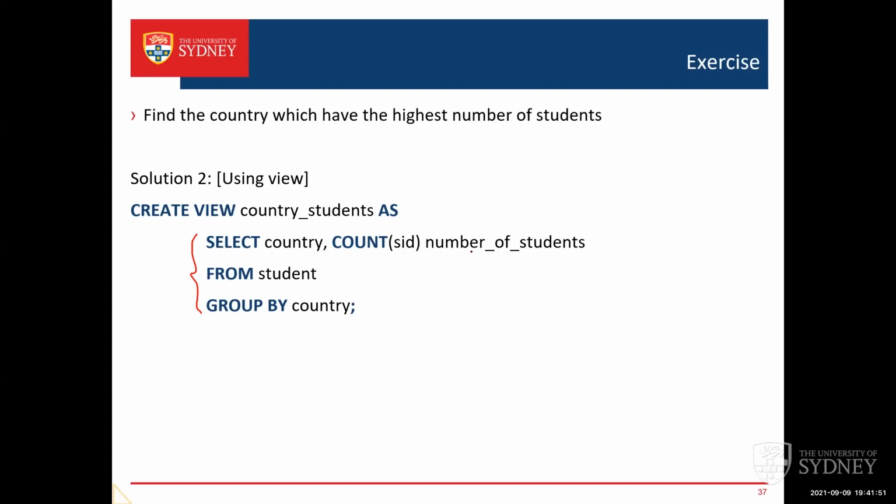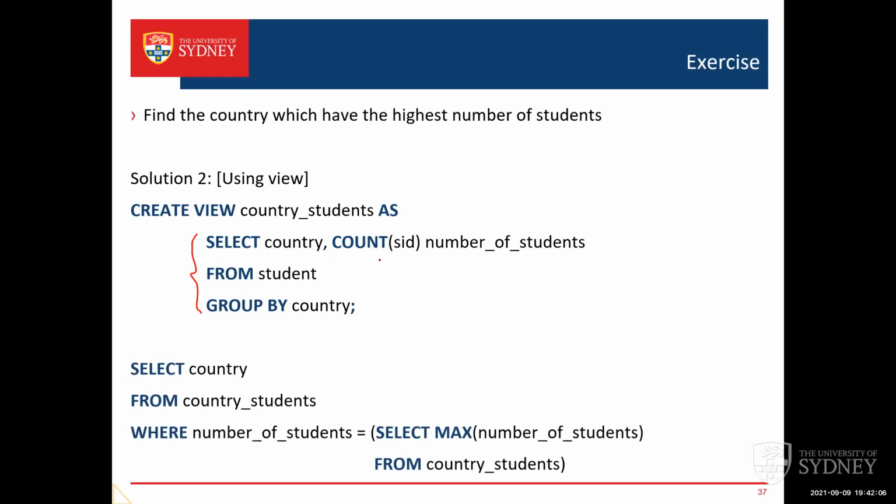If you don't want to change, that's fine as well. Count SID, number of students from student group by country. Since we know about view, I'm simply saving that one. So in this view, I have country and number of students from each country, right? Total number of students.